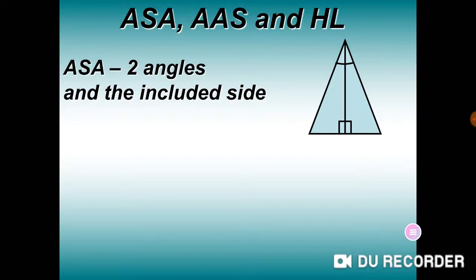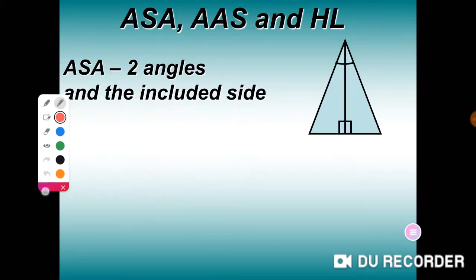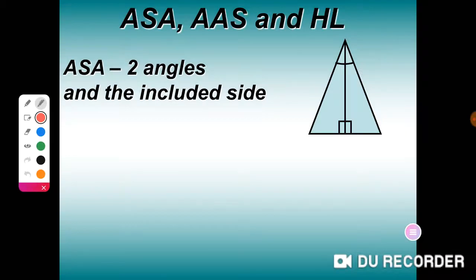Actually here the order matters. Okay, so we have an angle, an included side, and the other angle. So the side should be included between the two angles. How can we figure it out? Let's have this example. Imagine that I have two triangles, and these are the two triangles.